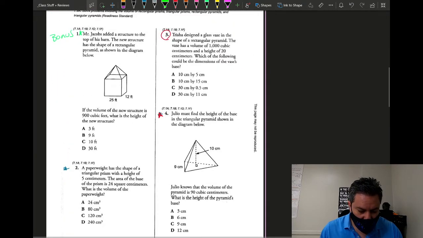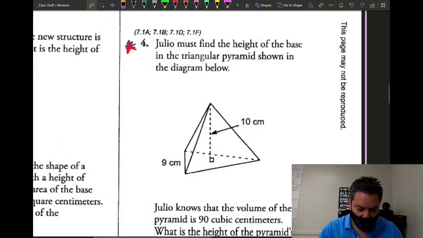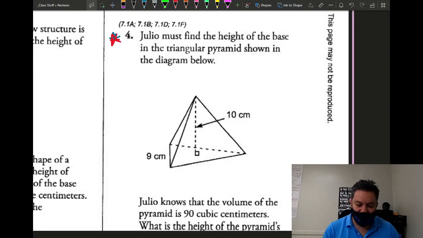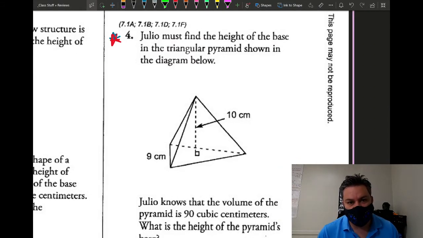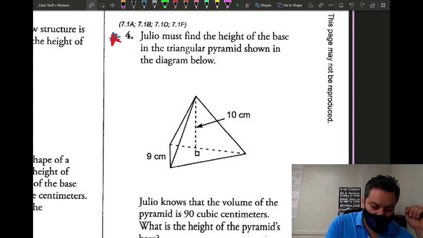This is page 2, number 4. It says Julio must find the height of the base. This is what I was talking about. We need to find the height of the base in a triangular pyramid shown in the diagram below. Again, we have a pyramid.